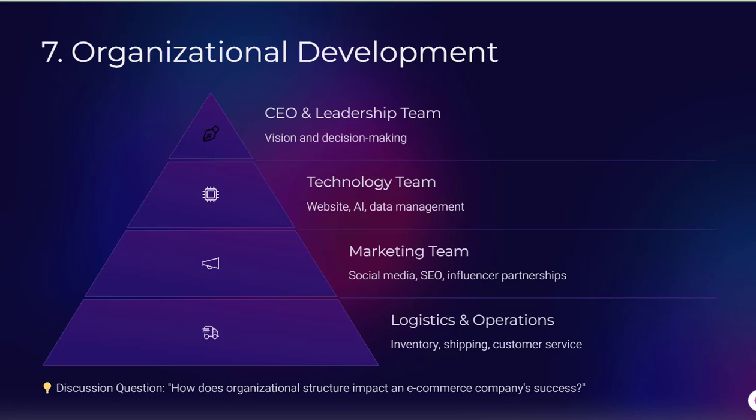Then comes the technology team, which manages the website, the AI system, and the data infrastructure. The technology team comes second, right? And then the marketing team. The marketing team handles social media, sales, SEM, and influencer partnerships. That's the job of the marketing team, number 3. And number 4 is the logistics and operations team, which oversees inventory, shipping, and customer service. All these teams need to work together seamlessly for the company to thrive. The structure and alignment of these functions can make or break an e-commerce business.